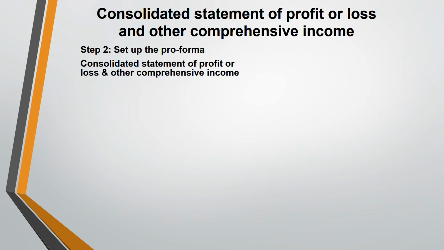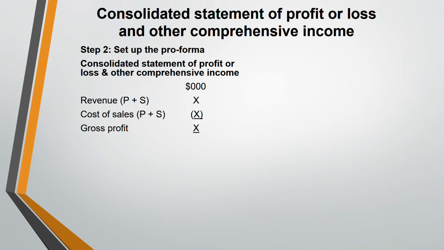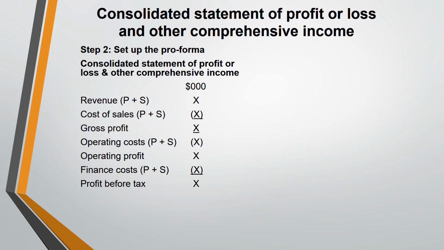So let's start with the consolidated statement of profit and loss and other comprehensive income. Step number two: revenue. As we did earlier for the statement of financial position, line by line we are consolidating. This one also line by line we consolidate: P plus S, parent plus subsidiary. So you start with revenue, cost of sales. Gross profit you don't add; you take it after you deduct cost of sales from revenue. Then operating cost, add. Operating profit, don't add. Finance cost, add. Profit before tax, no need. Tax, add. Profit for the period, I have given it as Y.